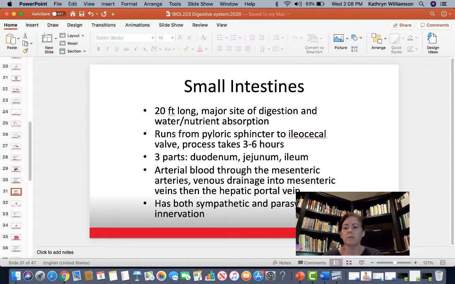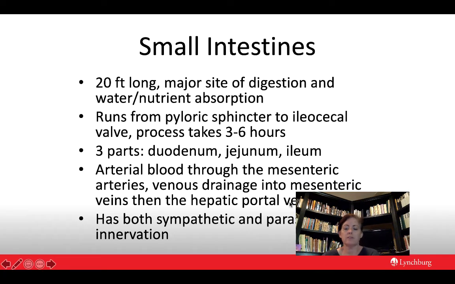Okay, so we are going to pick back up with the digestive system, and this is starting with the small intestine. So we've been all through the stomach, and we talked about structures related to that. The next organ that we're going to come to as we travel along the digestive tract is going to be the small intestines, and this is the major part. It plays a major role in digestion and absorption of water and nutrients. So a lot of activities are happening here in the small intestines.